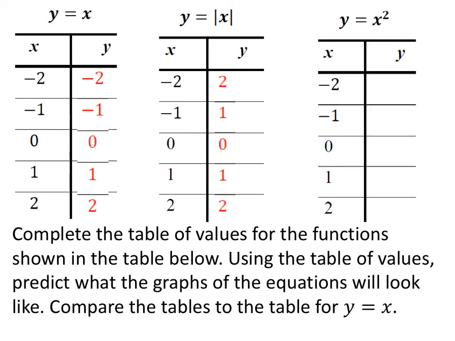And now we've got this x squared stuff. It may be important to remember that we're just taking the x and multiplying it by itself, which is x squared. So negative 2 times negative 2 is positive 4. Negative 1 times negative 1 is positive 1. 0 times 0 is 0. 1 times 1 is 1. And 2 times 2 is also positive 4. So notice these values kind of came down there: 4, 1, 0. And then we went back up to the same values, 1 and 4.